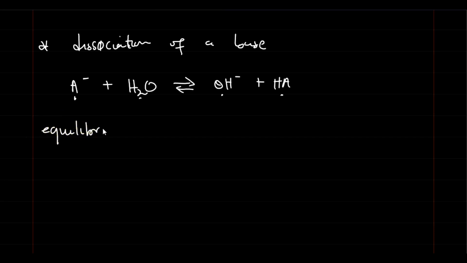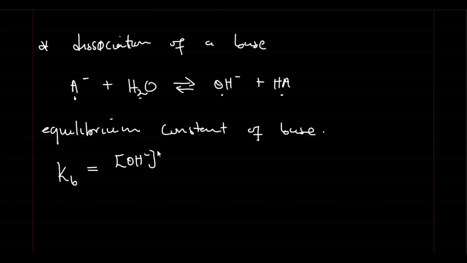Right? So the equilibrium constant of base will have what? We will have Kb. We are calling it what? Kb. So we say concentration of hydroxide multiplied by concentration of HA, okay, divided by concentration of what? Of A minus.